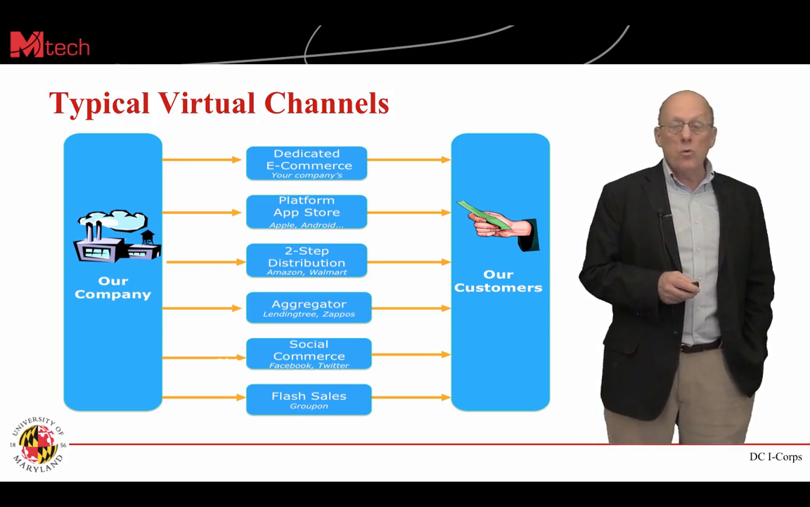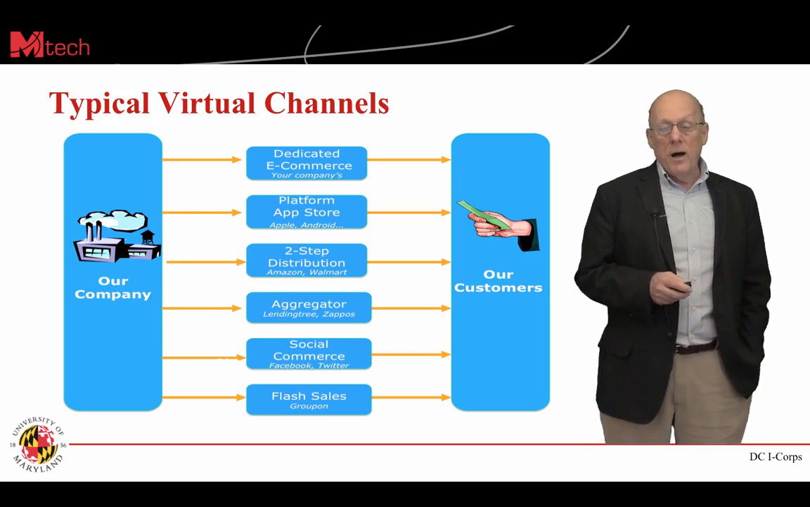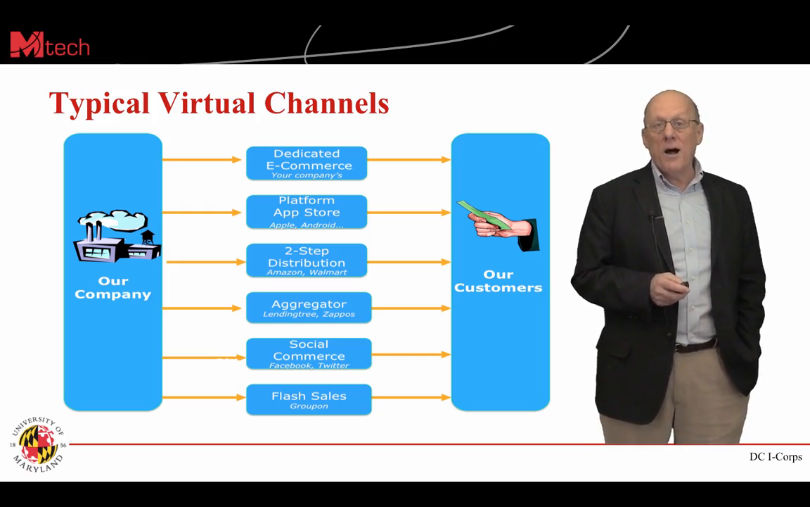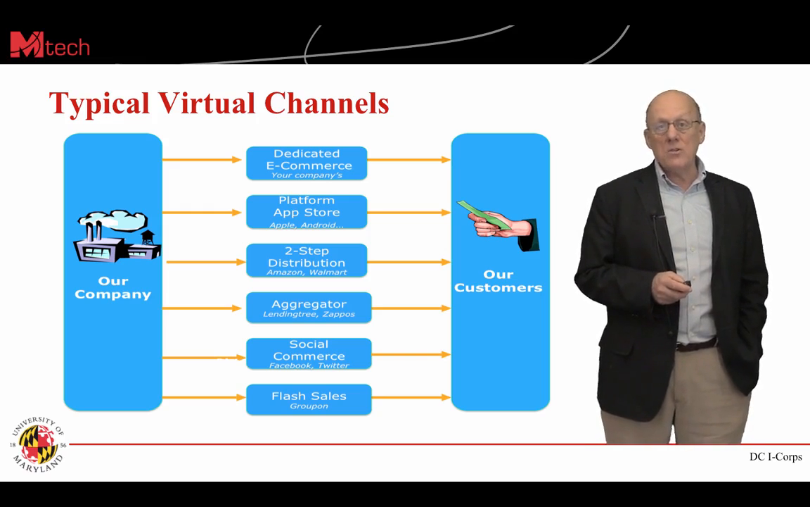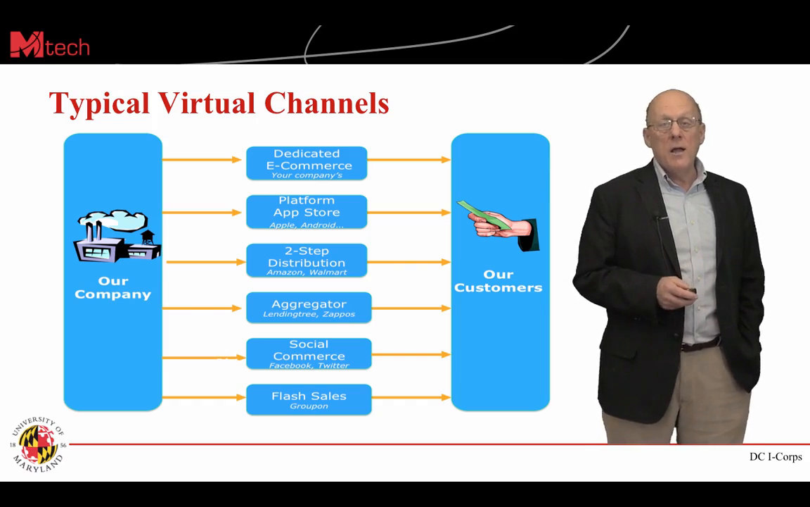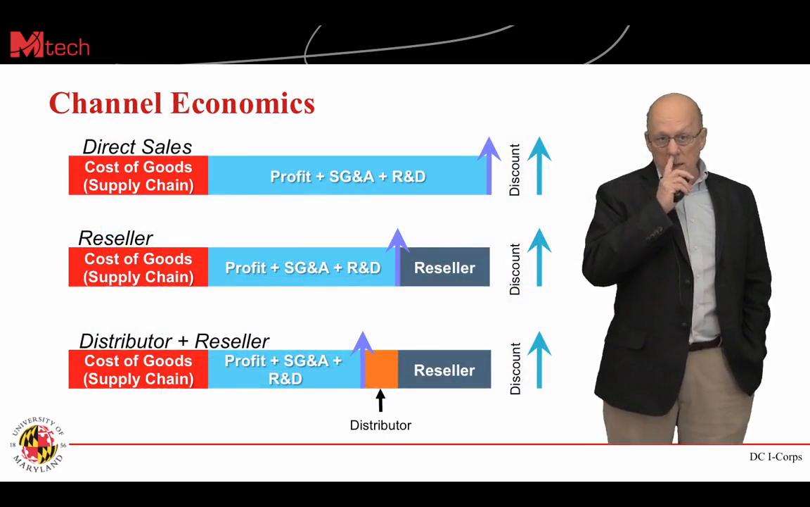Those have their own rules and their own relationships that you have to have with the channel in order to have them be effective. Flash sales are a new kind of virtual channel that were invented by Groupon and Living Social and other organizations, where you have a time-limited offer that's fulfilled online, and people get a coupon that they pay for. These are all different kinds of virtual channels.